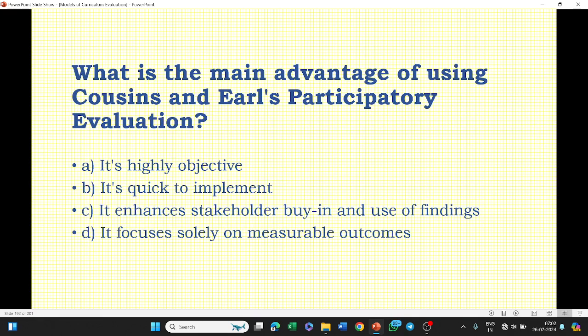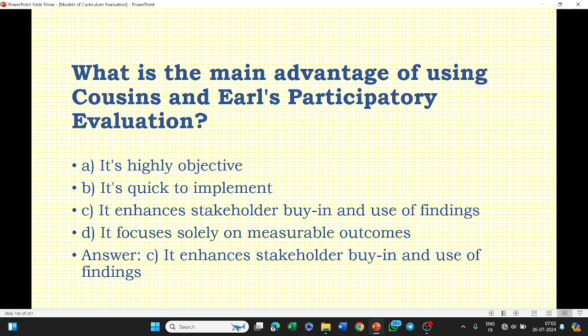What is the main advantage of Cousins and Earl's participatory evaluation? The answer to this question is it enhances stakeholder buy-in and use of findings.